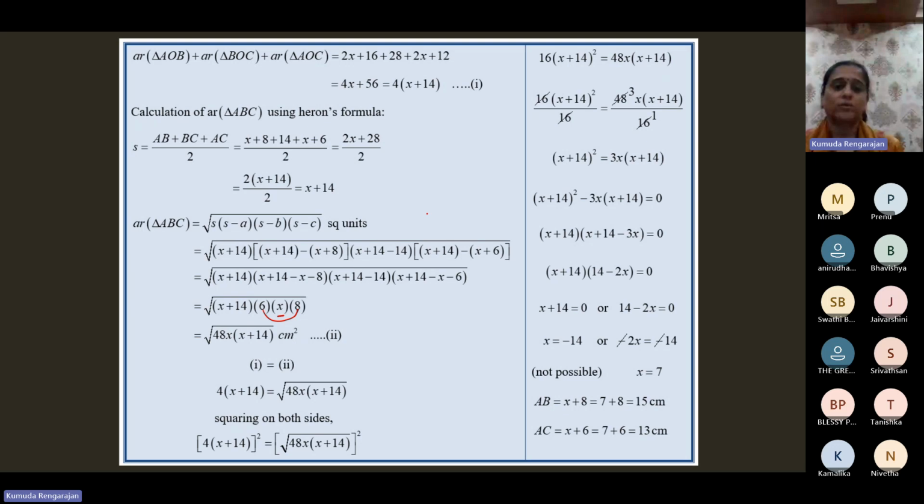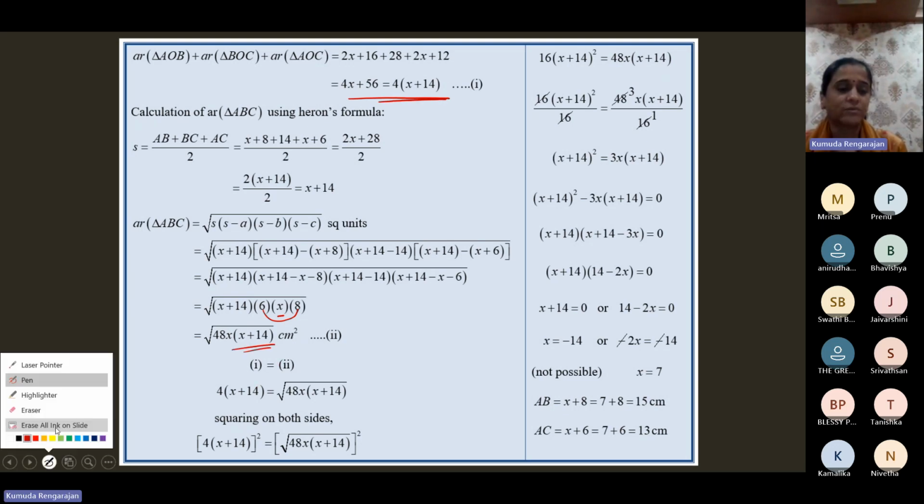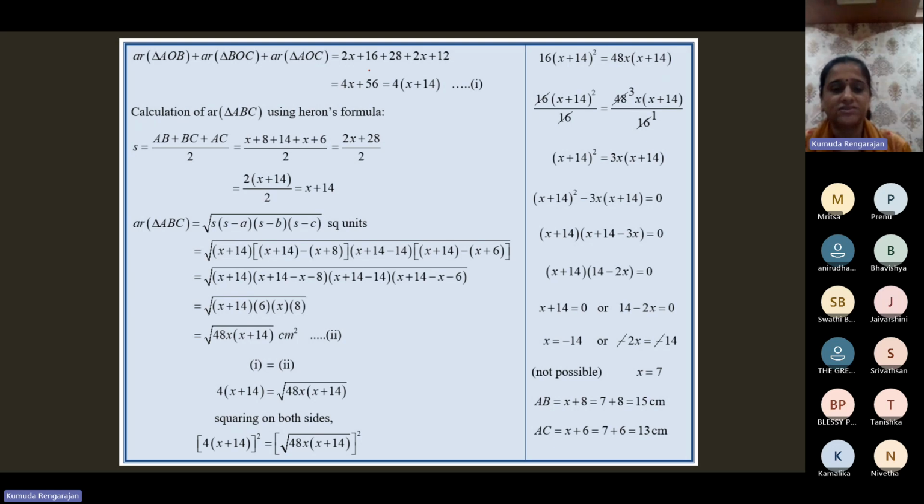Now we know that this one is equal to this one. The sum of the areas of the three small triangles is equal to the area of the whole triangle. So I call this 1, call this 2. So 1 is equal to 2. So write that. And to get rid of the square root symbol, you'll have to square on both the sides. So squaring on both the sides.